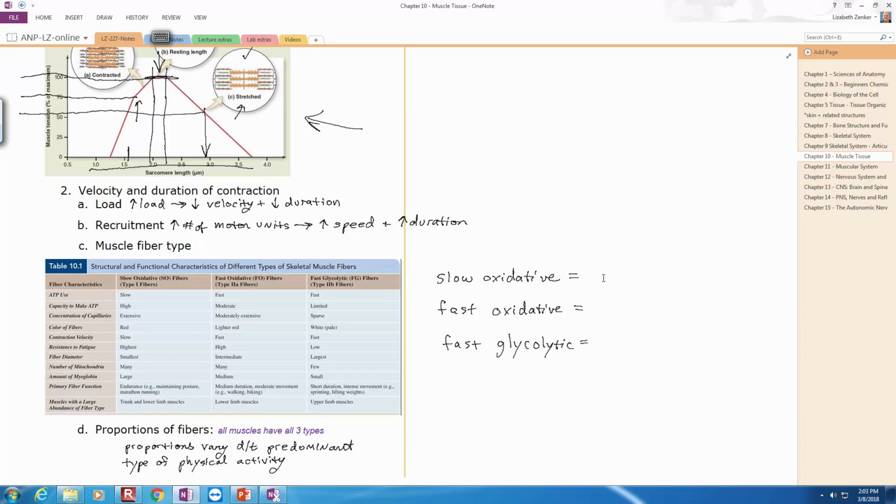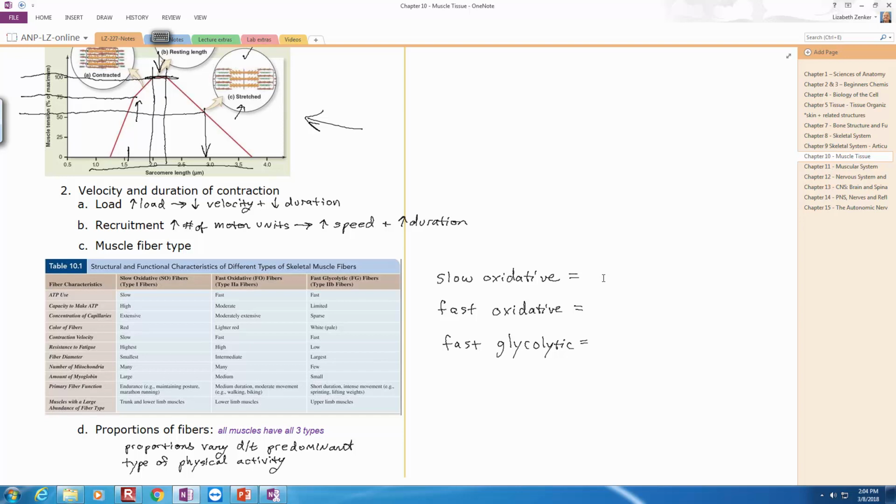So if you have more load or an increased heavy load that you're trying to pick up, your velocity would decrease. You couldn't be as fast because this is heavy. And the duration you're able to hold the contraction would also be decreased. So these are usually pretty straightforward. Just think it through. If something's heavier, can you move it as fast? No. Can you hang on to it as long? No. Versus something lighter.